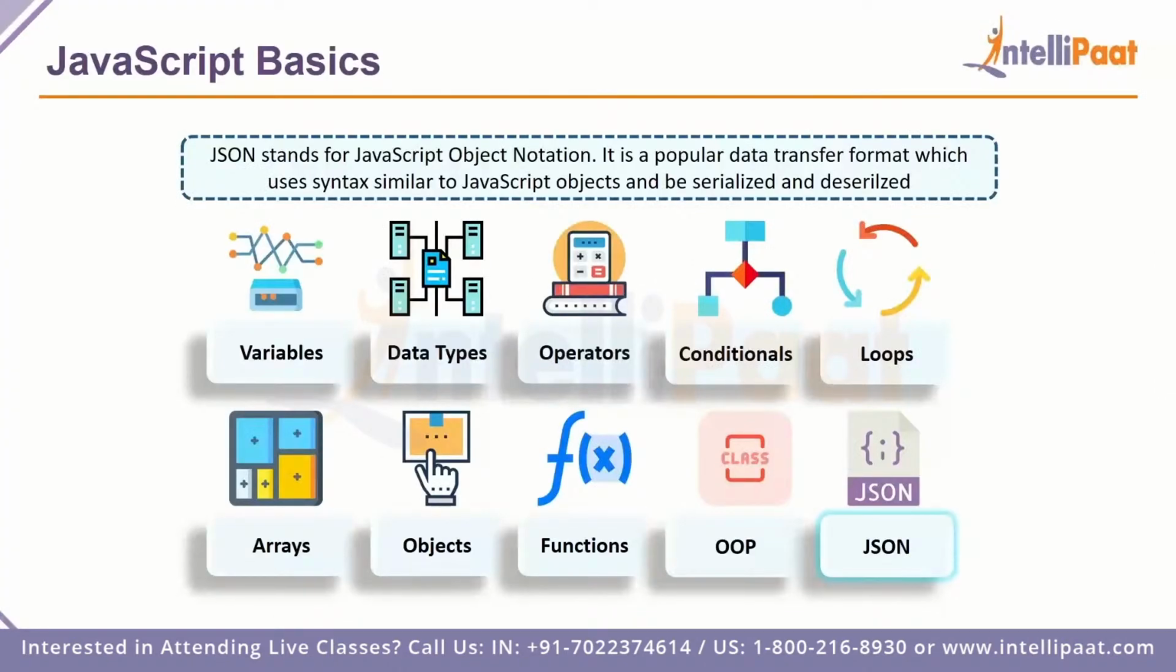Finally, take a look at JSON. JSON stands for JavaScript Object Notation. It is a popular data transfer format which uses syntax similar to JavaScript object, which can be serialized and deserialized too. So basically what happens is, when you're trying to exchange information between two programs, and these two programs may be of different language, you need to agree upon some common format in which you will be exchanging data, so that when you create that format, put the data in and send it, the user can then take data out of that format and understand what you have written inside it. This is where JSON comes into play.